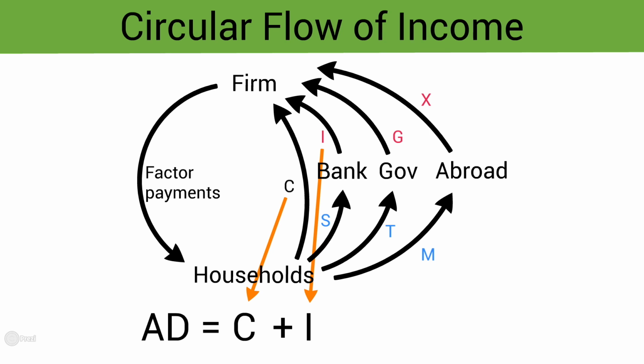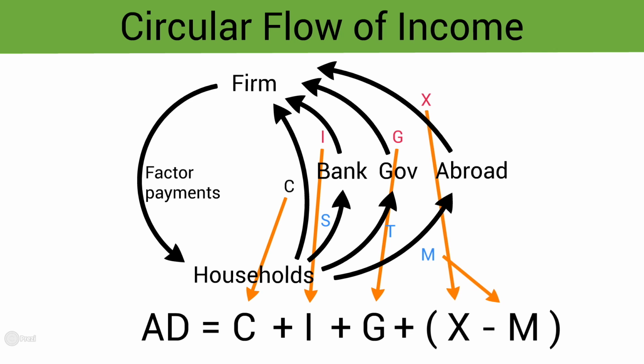G is government expenditure, and the government raises money for its expenditure through taxation. This taxation can be on households or firms. X and M are the final two terms. X is exports, which are domestic goods that are sold abroad, and these have a positive effect on aggregate demand. M is imports, which are foreign goods that are purchased by domestic consumers, and this has a negative effect on aggregate demand.